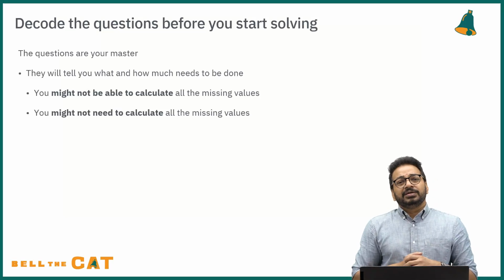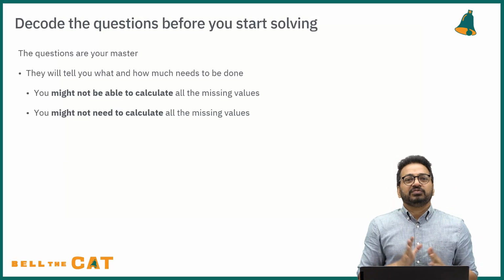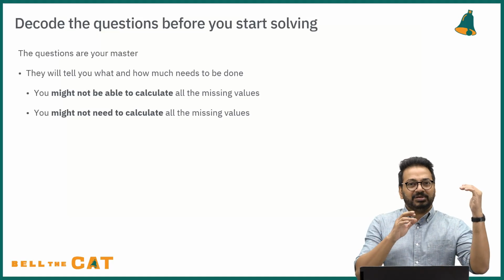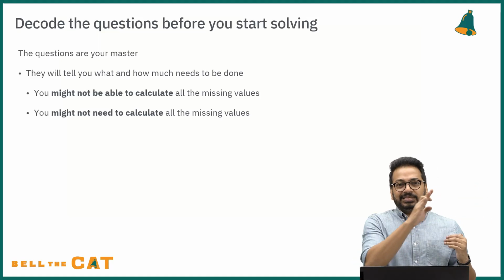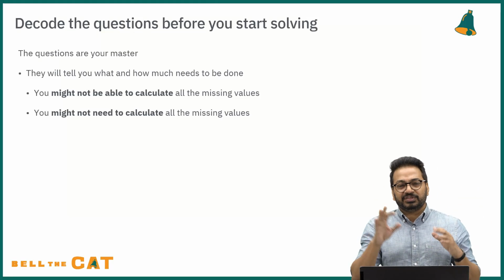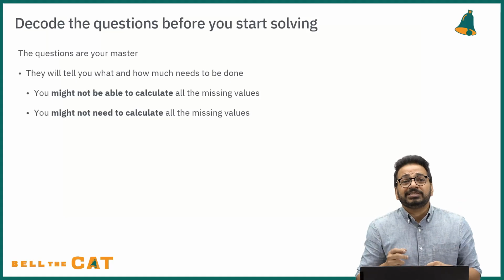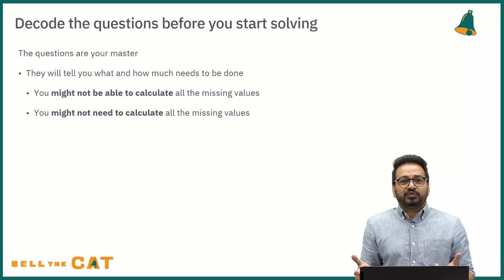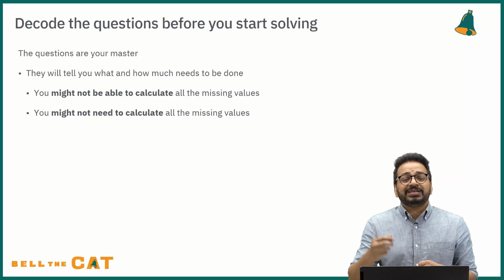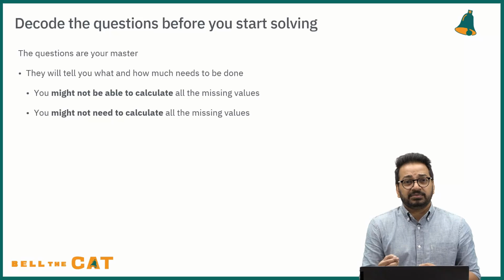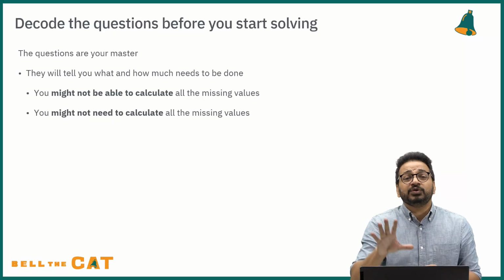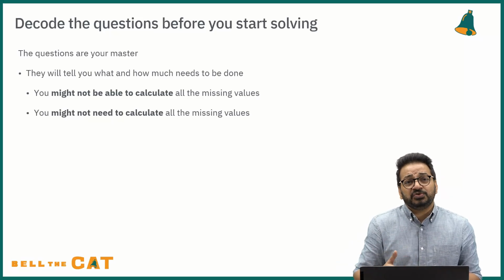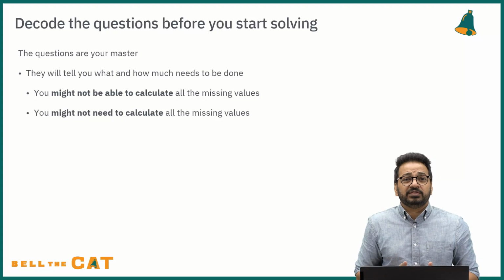Second thing is, in a table there is lots of data, right? Maybe there are 6 states and 7 things, or 10 states and 5 things, or whatever it is. In a set, how many questions are there? Maybe 4 or 5 questions. The questions might not cover every single missing data. The questions might be covering only a few things. So it means that you need not necessarily calculate everything in the first place.